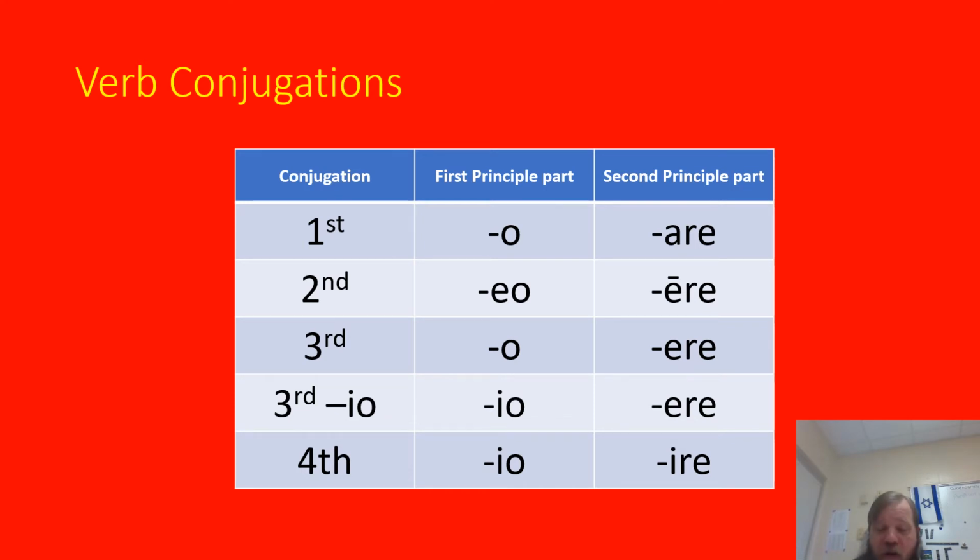If it ends O and then short ERE, that's third conjugation. IO and short ERE, that's third IO. We call it IO because the first one ends IO. And then fourth conjugation is IO IRE. Those three, third, third IO, and fourth, are going to use the other pattern. So you've got to identify which type of verb you're looking at so that you know which pattern to apply.